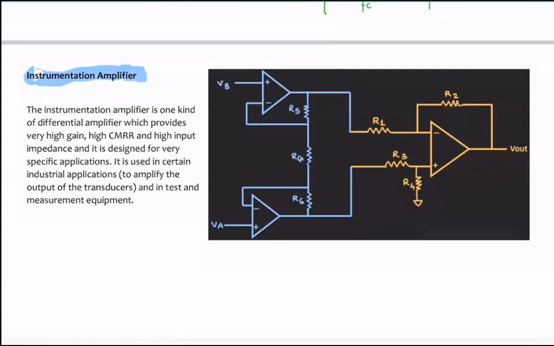Okay, so let's focus on the wording here. The instrumentation amplifier is one kind of differential amplifier. So it's a kind of differential amplifier. And actually, if you look at this part of the circuit, maybe, I don't know if you guys see it, but this part of the circuit is basically a differential amplifier, right? On the right, in the yellow lines.